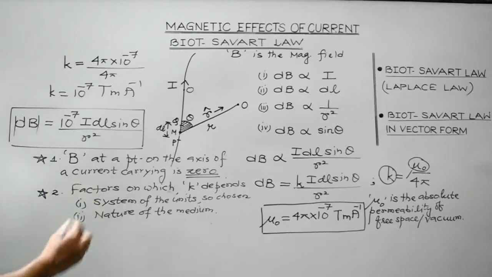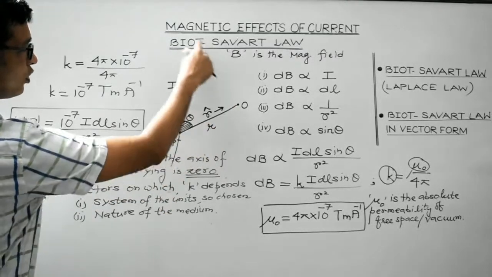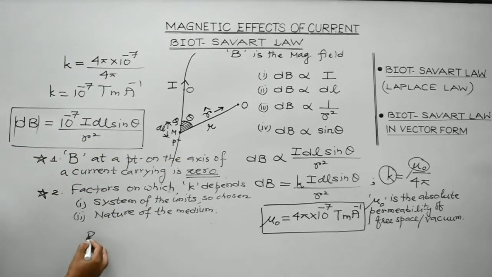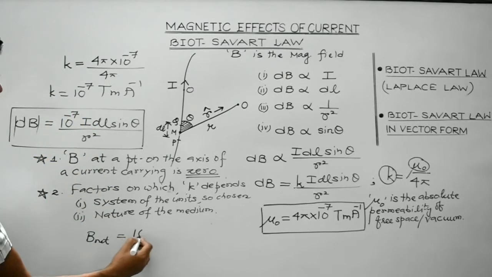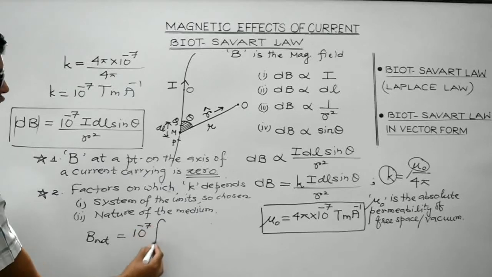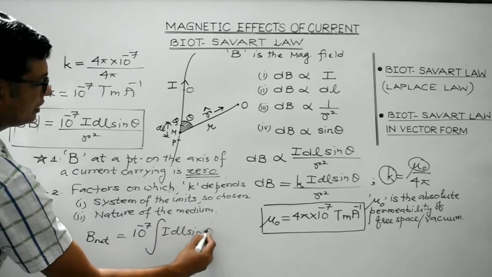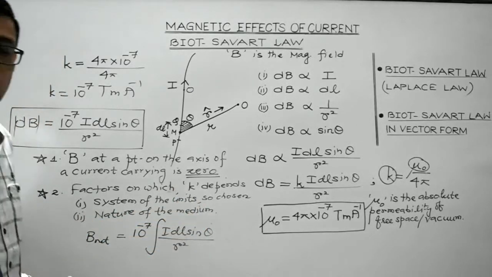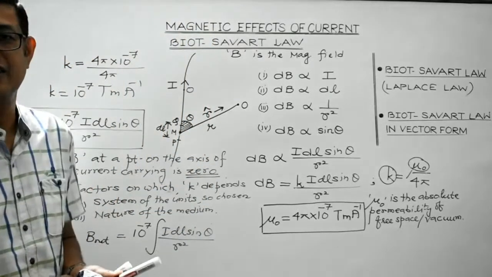And students, one more thing. In order to find out the total magnetic field at point O due to this entire conductor, you need to integrate it. So therefore, net magnetic field would be given by integration of this. You can take out the constant, that is 10 raised to minus 7. So it will be integration of I dl sine theta divided by r square. So this will be the total magnetic field at point O due to the entire current carrying conductor, right?